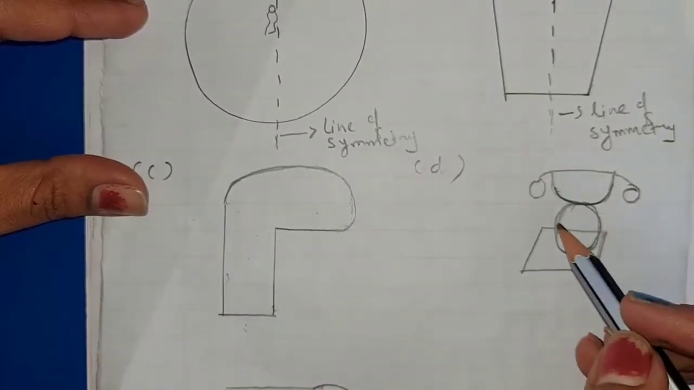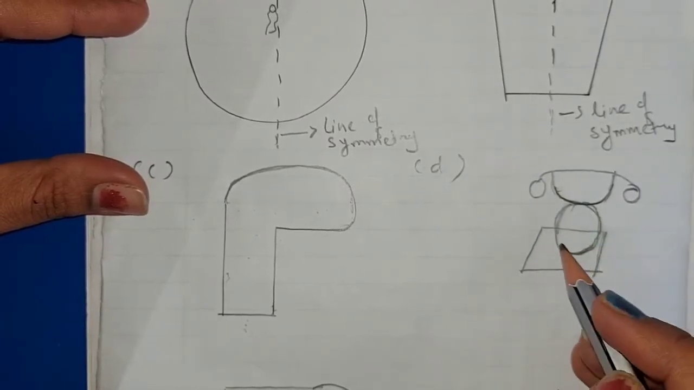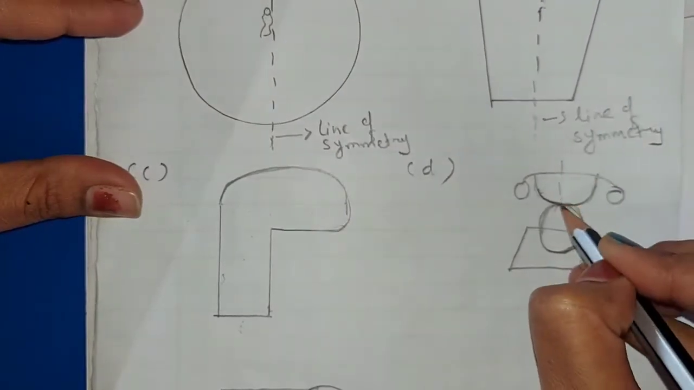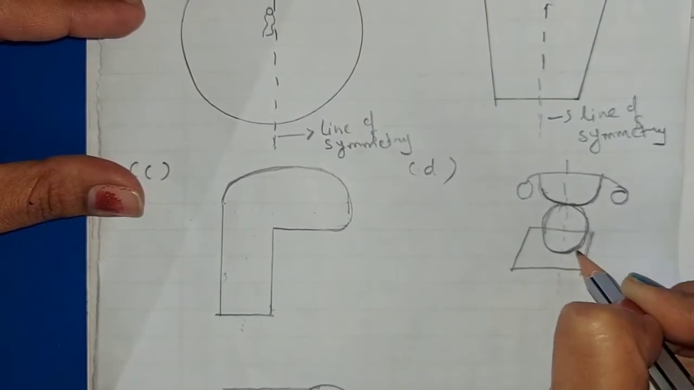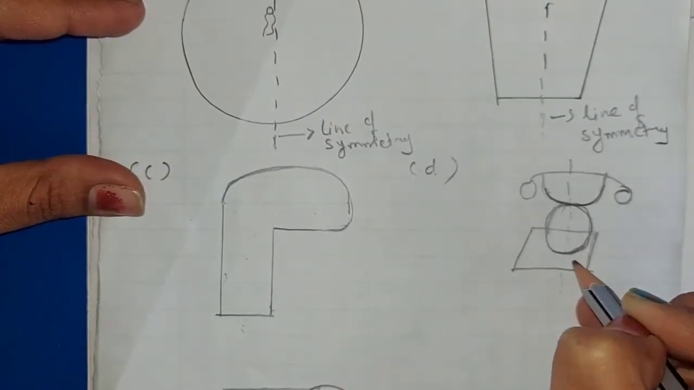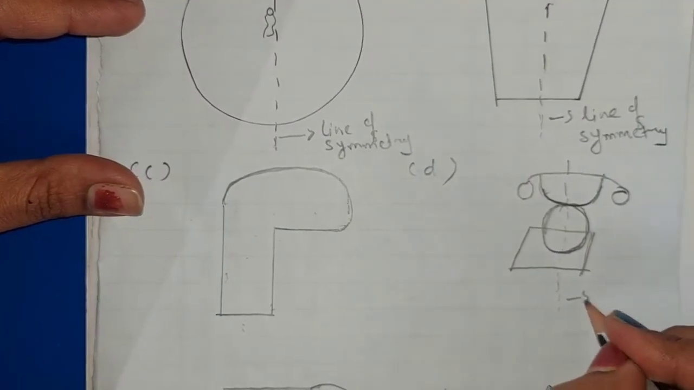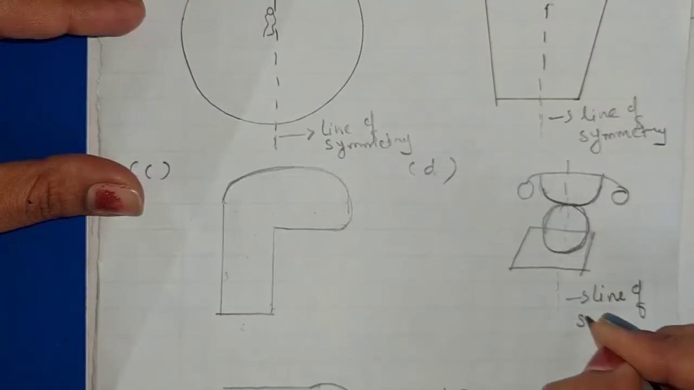Question number D. This is the shape given. It is like a phone, a telephone. Now if we draw a vertical line, then the picture is divided into two equal parts. So the shape is symmetric, and here we will write line of symmetry.